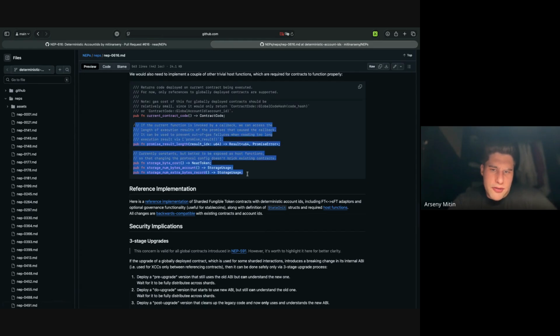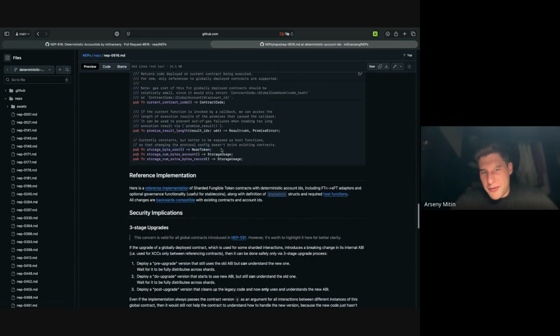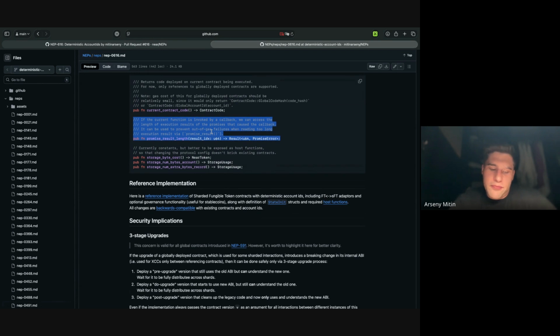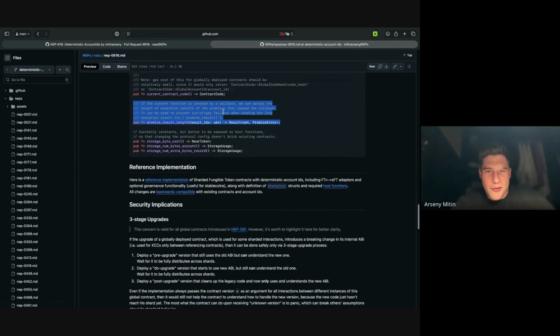And these are just a bunch of helper host functions that were never implemented, but some of them are exposed through constant values, but it might be better to actually implement them. And this one is needed to prevent return bomb attack, and that is also present in the NAP 141 standard for regular fungible tokens. So it's better to introduce it now than never.